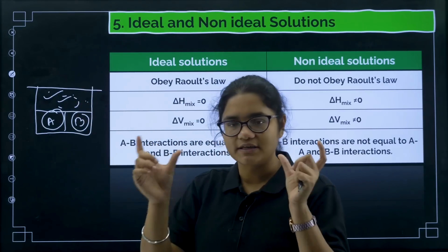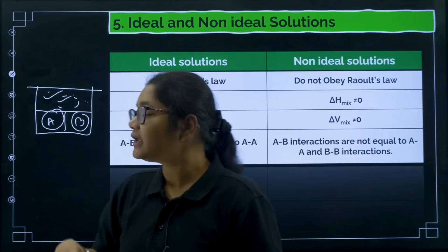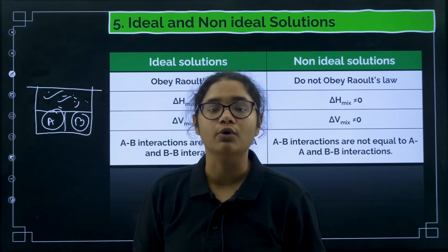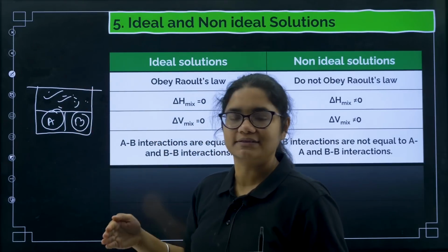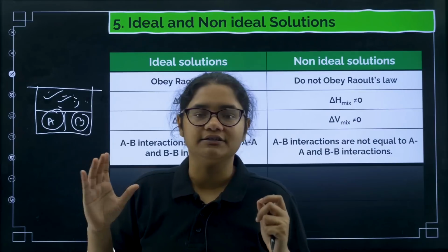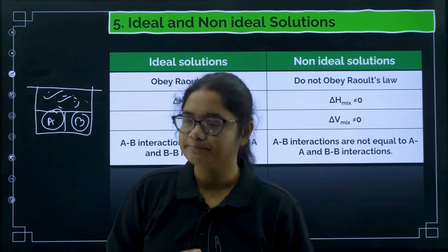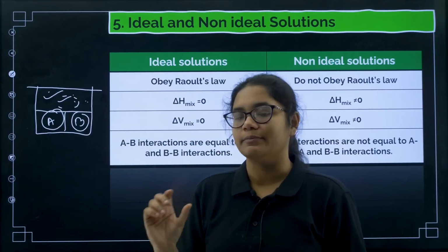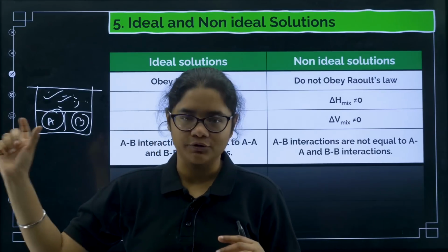If both values come out the same, it is obeying Raoult's law and it is an ideal solution. If the measured value is not equal to the calculated value, it is called a non-ideal solution. It can be more than the calculated value or less than the calculated value. If it is more, we call it positive deviation. If it is less, we call it negative deviation. Clear? So you understand what obeying Raoult's law means: I take two components A and B and calculate what the total pressure should be.